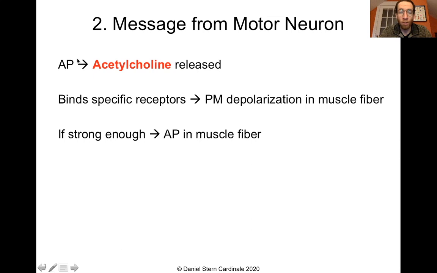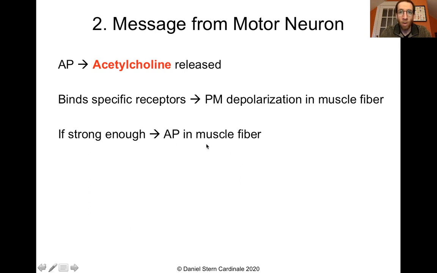In order for a contraction to occur, an action potential reaches the axon terminal of the motor neuron, and that triggers the release of acetylcholine from that synapse. It binds to specific receptors in the muscle fiber, triggering a depolarization of that muscle fiber, specifically a depolarization of the plasma membrane. If this depolarization is strong enough, it will trigger an action potential in the muscle fiber.